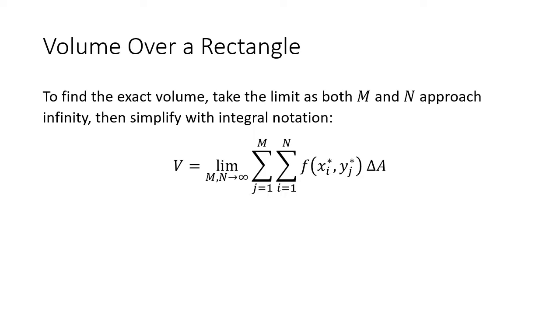Now, just like with calculus 1, if I want to find the exact value, I need the limit as both m and n approach infinity. And then we're going to simplify with our integral notation. So again, what we're really doing is that kind of ugly expression right there. And then with our nice, neat notation, we can make it look way better. That limit and my two summations become just two integrals.